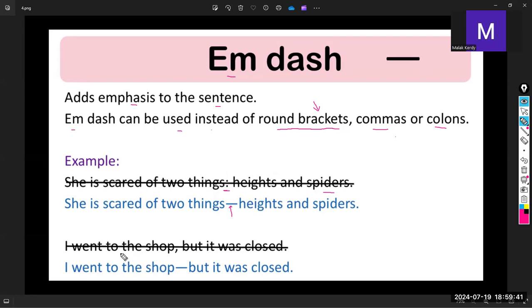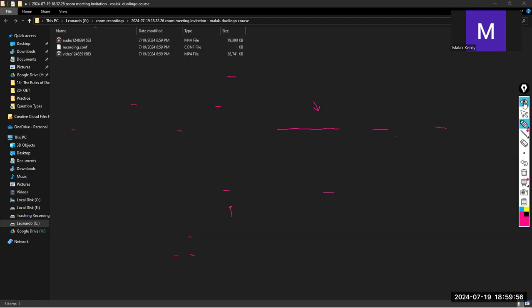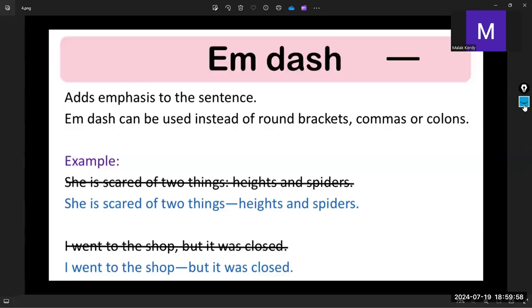Now the next example is: I went to the shop, comma, but it was closed. Notice that this is a compound sentence because I have two independent clauses. So instead of writing the comma, I can write the M dash by saying: I went to the shop, M dash, but it was closed.